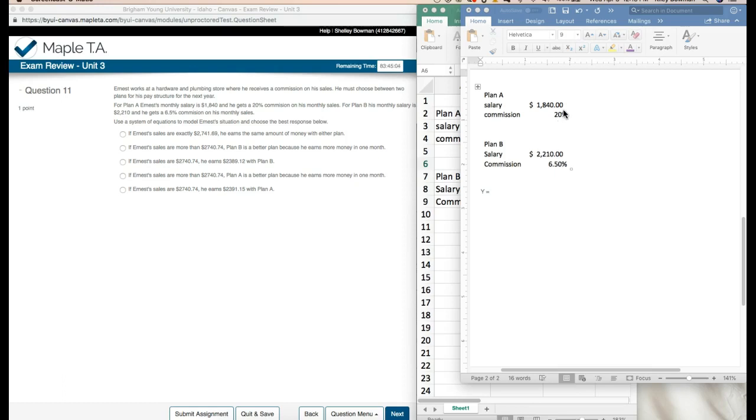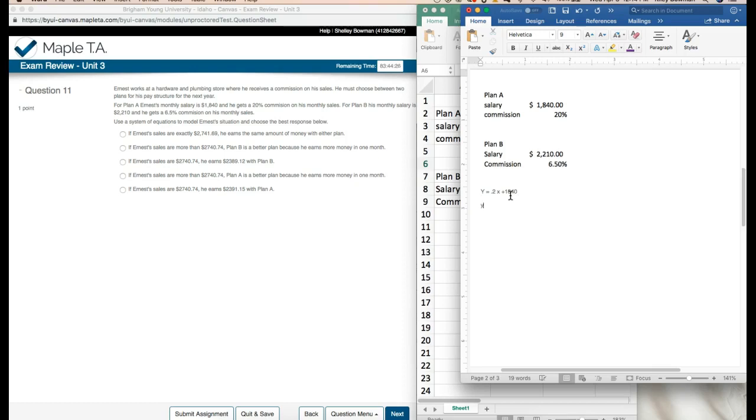But this commission, the 20%, is going to change how much he gets in the end, his pay, depending on how much he makes in his monthly sales. So that's the part that's going to be changing. It's going to be 20% or 0.2, changing it to a decimal, of his monthly sales. So I'm going to do of, which is times his monthly sales, and I'll call that x because it's our variable. And then we get to add to that $1,840 for his salary.